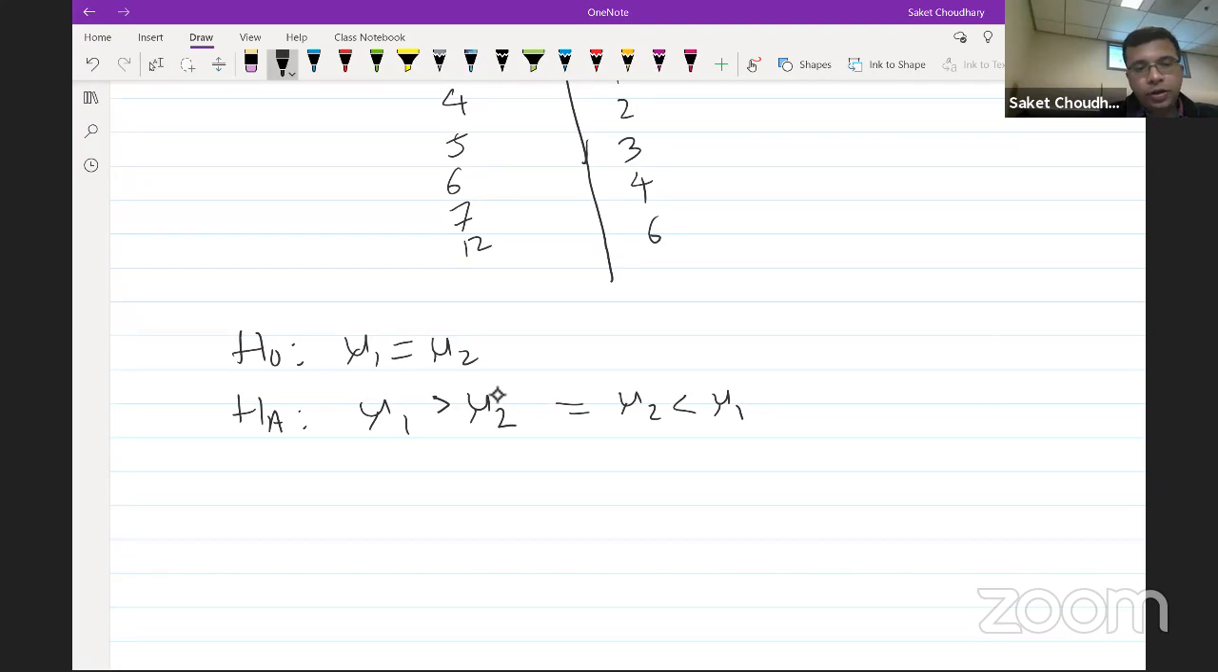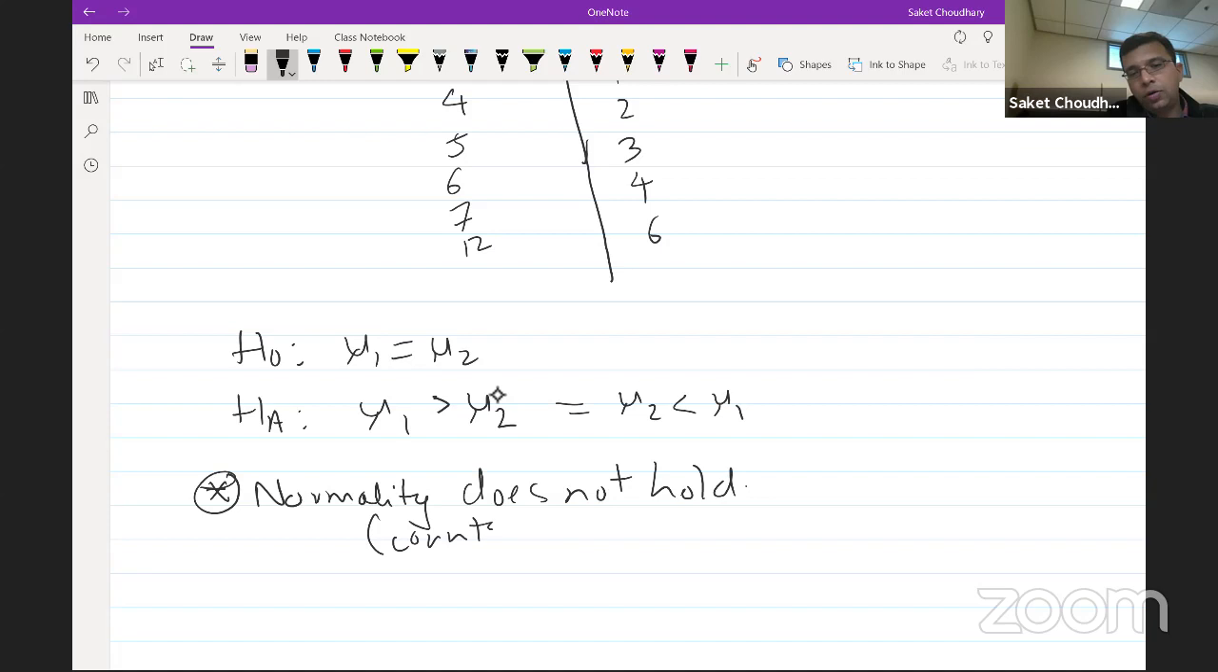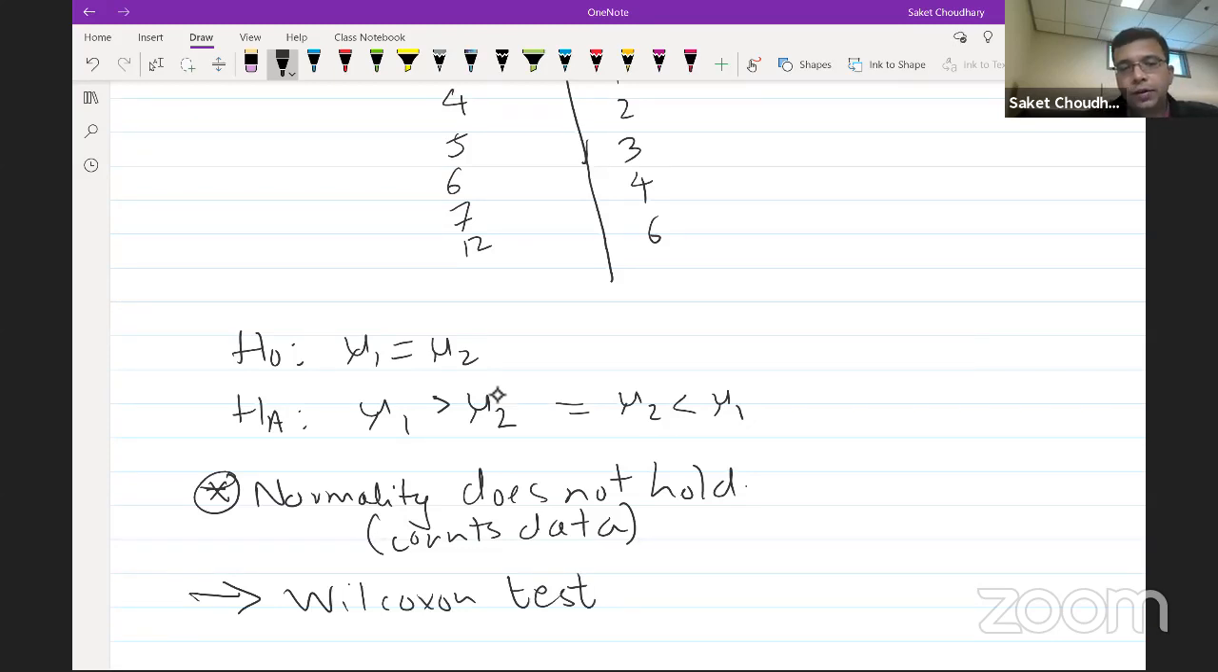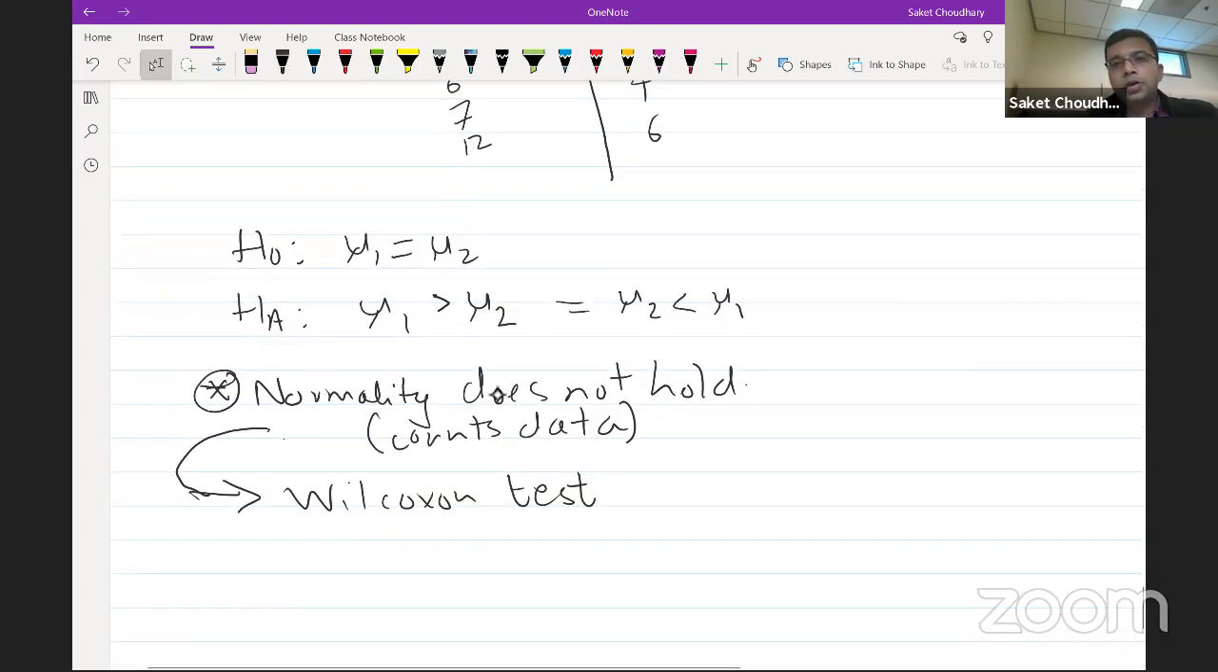So how do we actually go about testing this? One thing that you would notice is that normality does not hold. Why? Because it's counts data, which is known to follow a Poisson distribution. So what will be our strategy? We'll use a Wilcoxon test, because our normality assumption is not satisfied. So how do we do that?